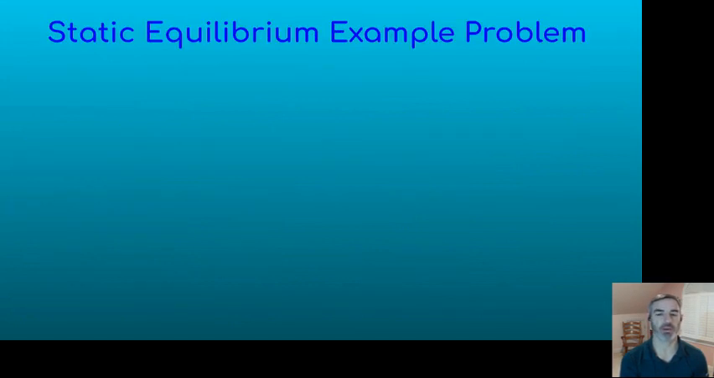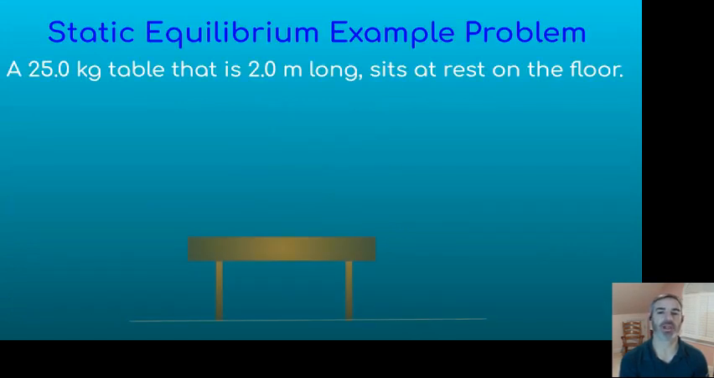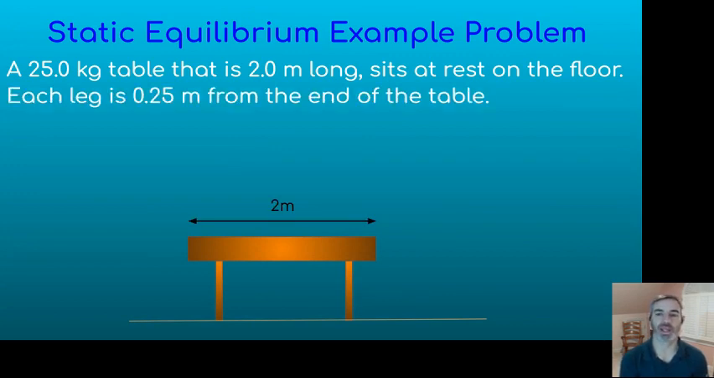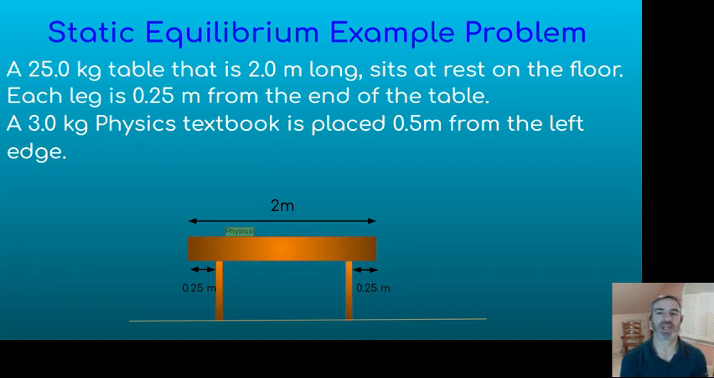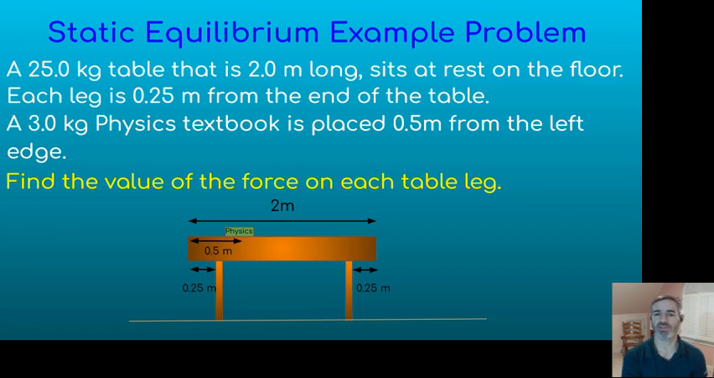So let's look at an example problem. We have a 25 kilogram table. That table's 2 meters long and it sits at rest on the floor. Each leg is 0.25 meters from the end of the table, and we place a 3 kilogram physics textbook 0.5 meters from the left edge. So we know that this is in static equilibrium because it's not rotating. Our question is to find the value of the force on each leg.